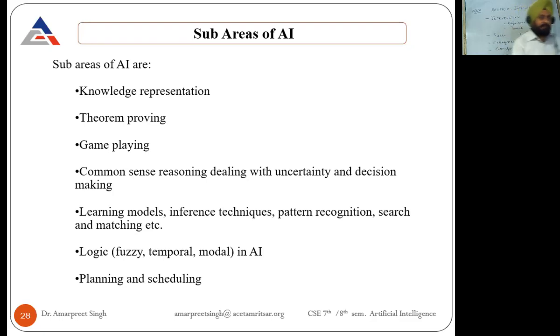Nowadays, there are professionals in this field of game playing. Then common sense reasoning, dealing with uncertainty and decision making, learning models, inference techniques, pattern recognition, search and matching, etc. These all are the sub areas of AI. Fuzzy logic: there can be simple logic or fuzzy logic, temporal, model. These are all the different types of logics which are applied in AI, and planning and scheduling. These are also sub areas of AI.